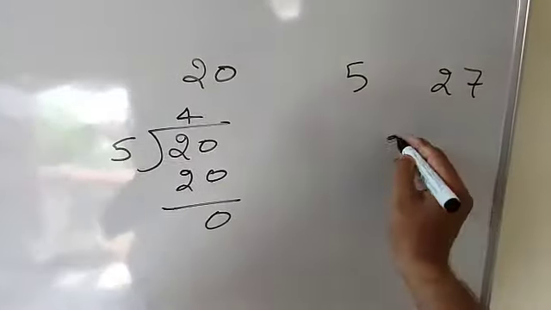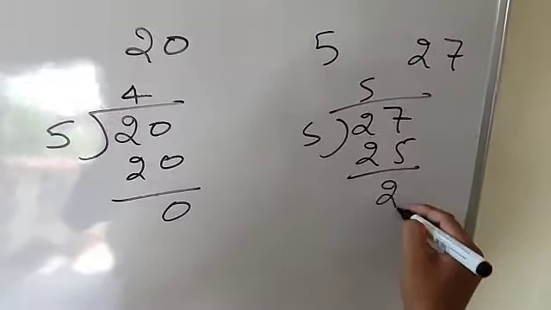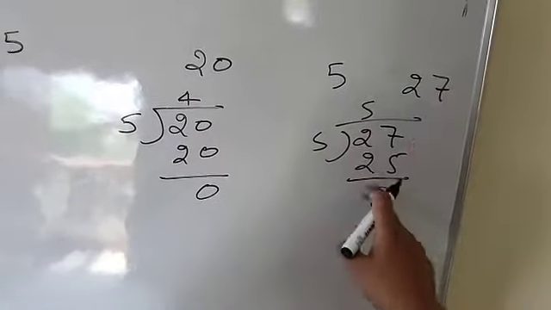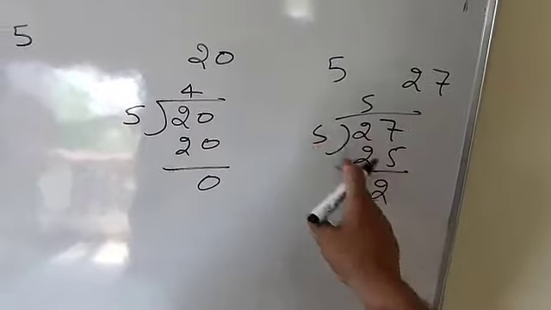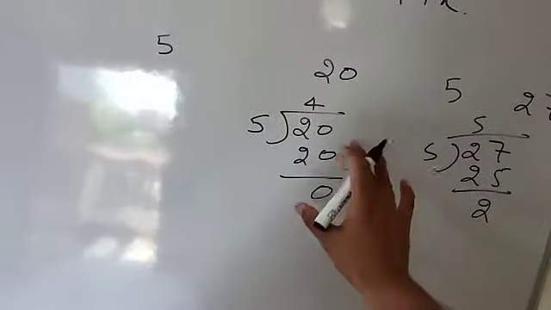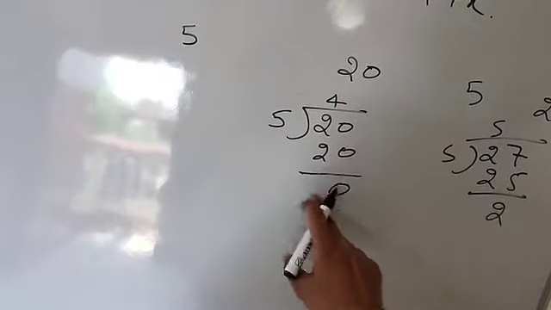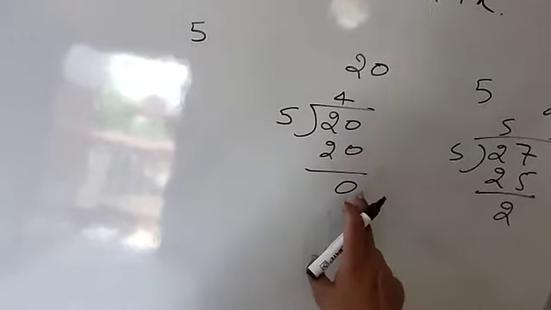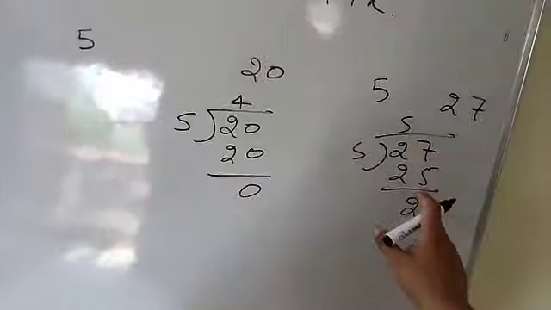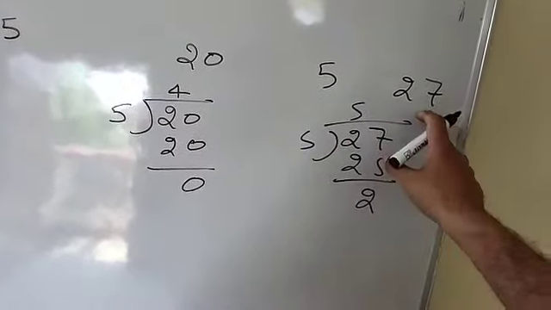again you will divide 27 by 5. 5 5s are 25, and here the remainder is 2. So you will say that 5 is not a factor of 27. Reason: if you divide 27 by 5, the remainder is 2. So if you divide any two numbers and after division you get the remainder 0, it shows that the first number is a factor of the second. If you do not get the remainder 0, then the first number is not a factor of the second one.